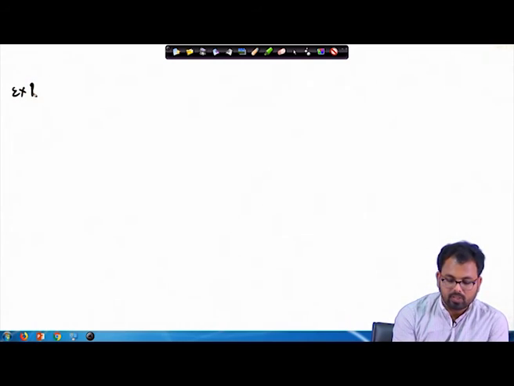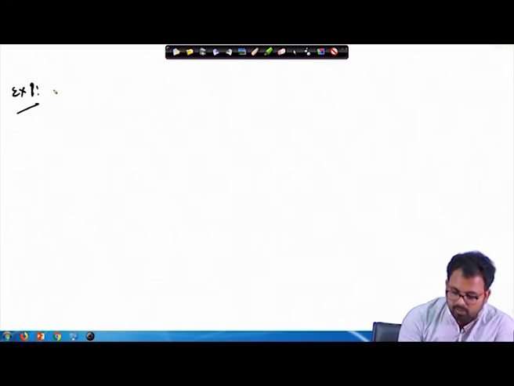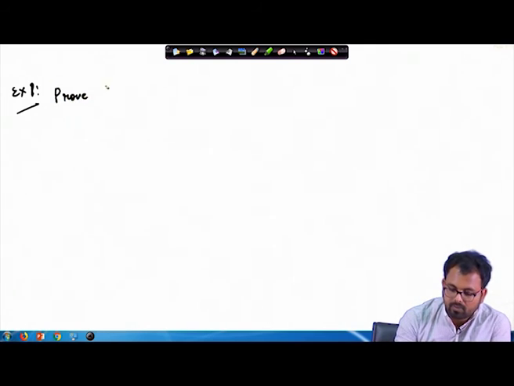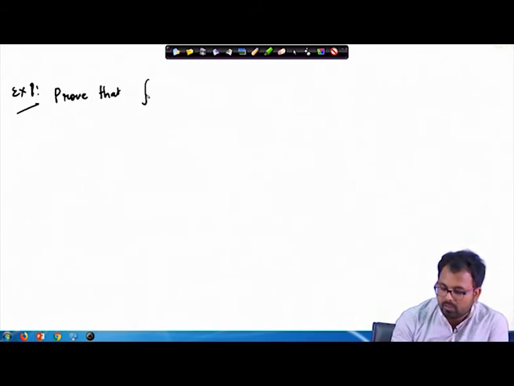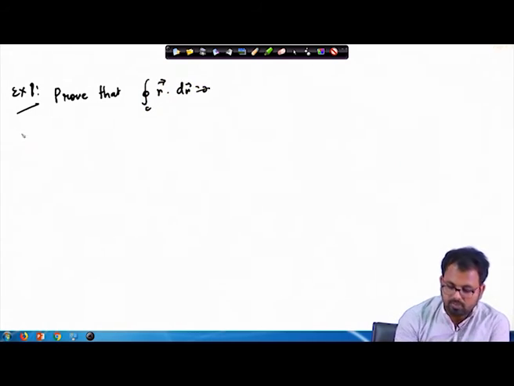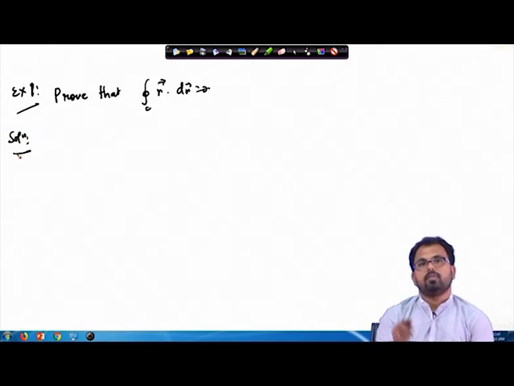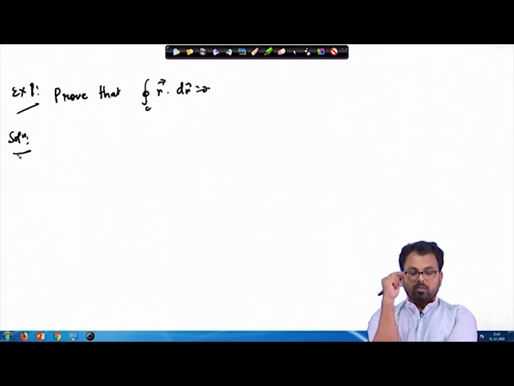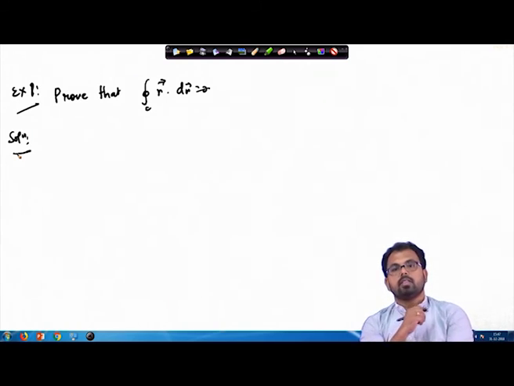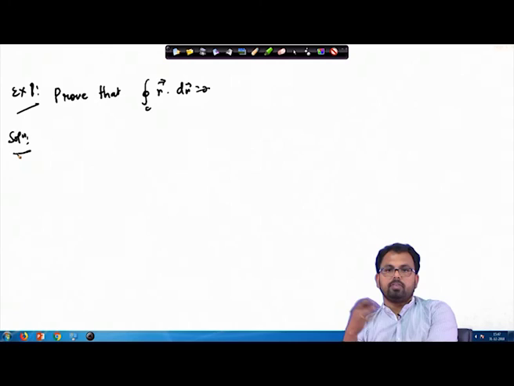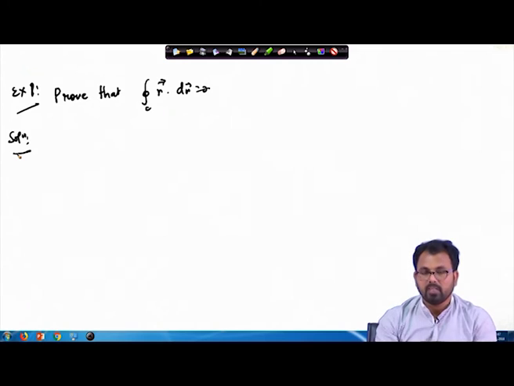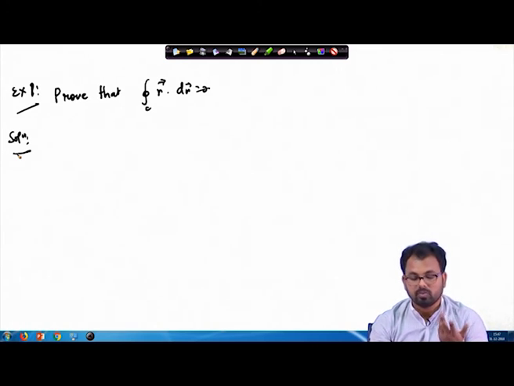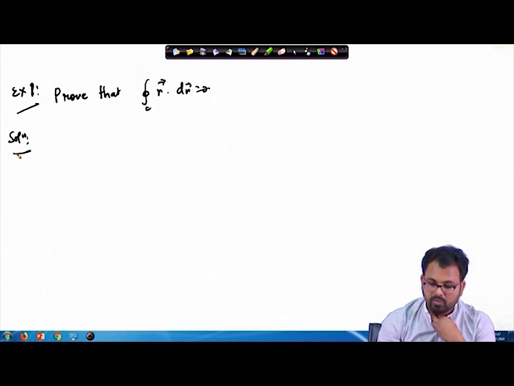Okay. So, here I have some examples. Example 1. The first example is to prove that the line integral of r dot dr equals 0. So, we have to show that the line integral of r, our given vector function in this case. So, f is basically r, and the line integral over this curve C, where C is again any piecewise smooth, closed curve of course, dot dr equals 0.